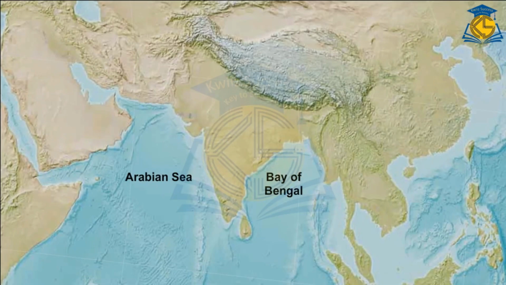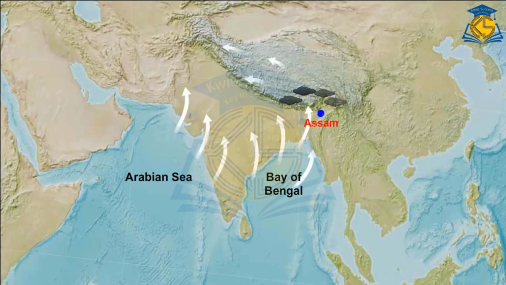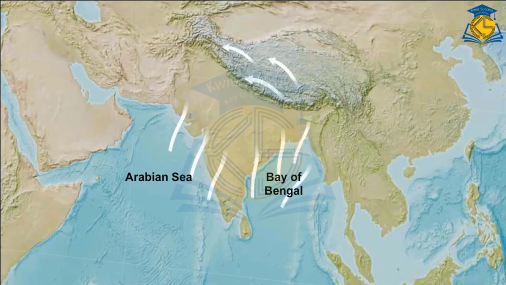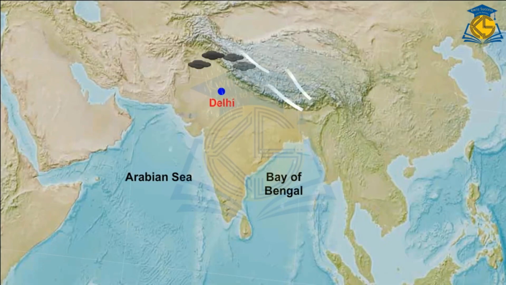The Bay of Bengal branch, too, reaches Assam by the first week of June. It gets deflected by the mountain ranges and turns towards the Gangetic Plains. Both the branches meet over the northwestern part of the Ganga Plains. Delhi receives rainfall by the end of June from the Bay of Bengal branch.